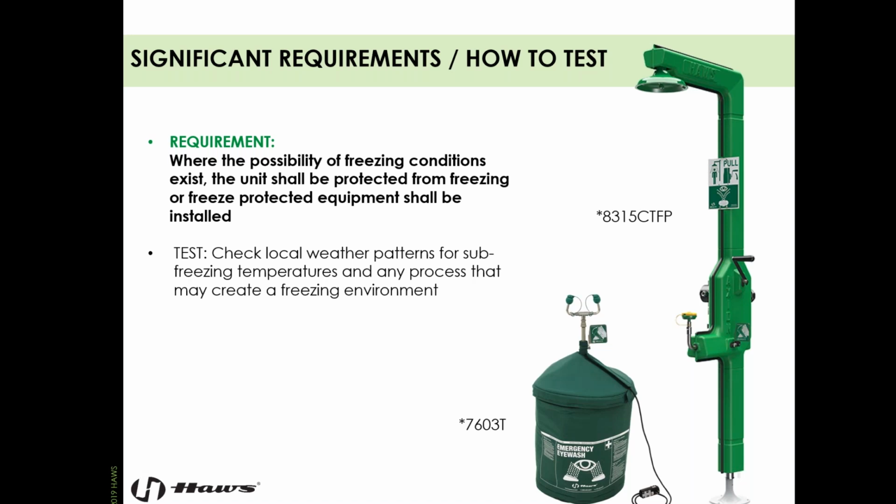Next, where the possibility of freezing conditions exist, the unit needs to be protected from freezing, or freeze protected equipment needs to be installed. So a couple examples over on the right, these are heat traced, which is one way to accomplish this. The heat trace is electrical and it provides heat on the pipes to prevent them from freezing. Obviously, if the pipes freeze, you go to activate the equipment, nothing's going to come out, right? You also very well might have damaged the valves and or the equipment that's in place from the freezing.